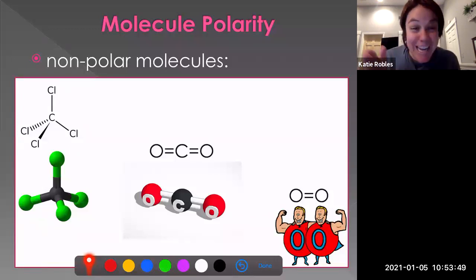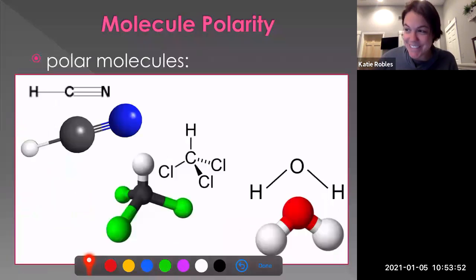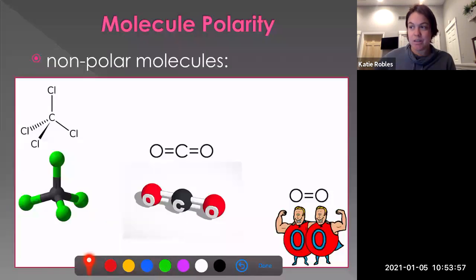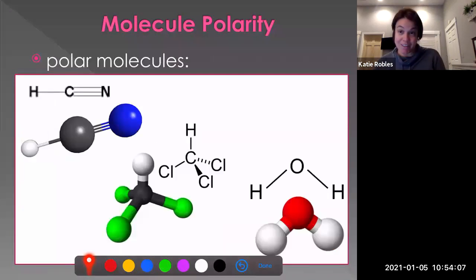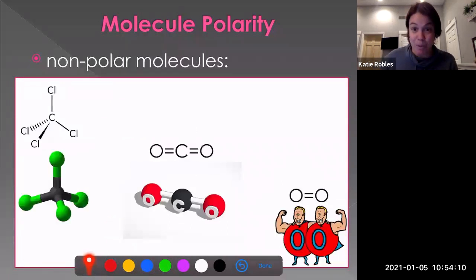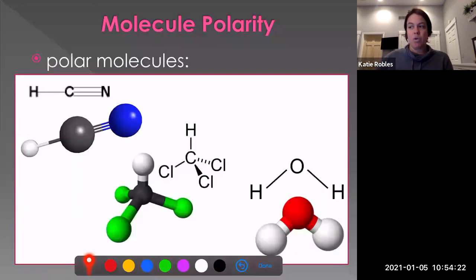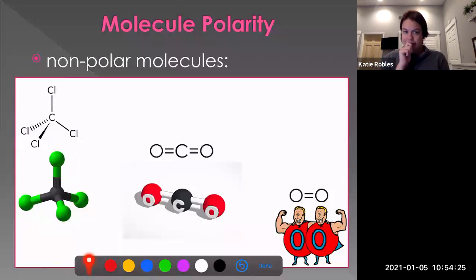Here's some non-polar molecules. Here's some polar molecules. Okay, polar, non-polar. You're going to have to get to the point where you can figure out just by looking at it whether it's polar or non-polar. So, let's take a look at these and see if we can figure out, just by looking, what might make something polar or non-polar.